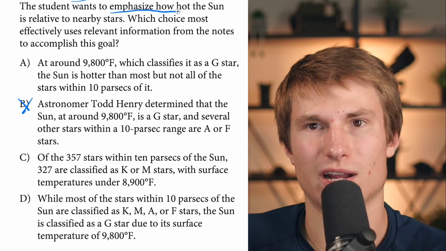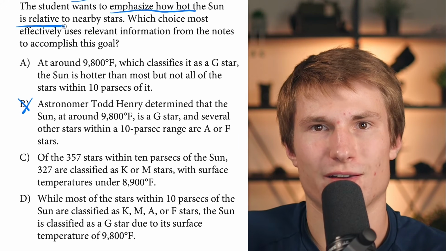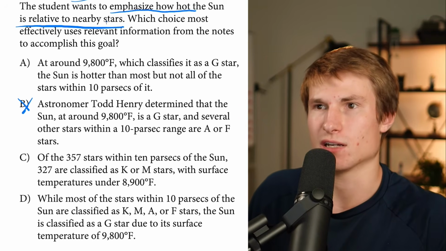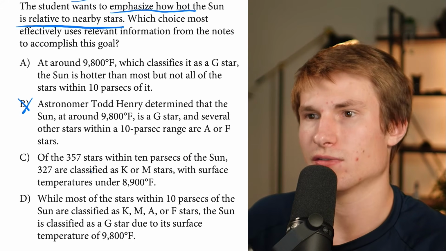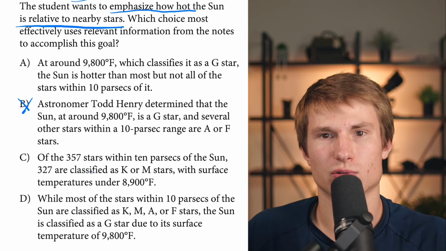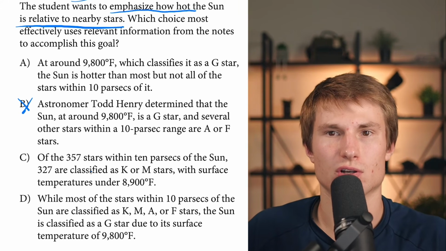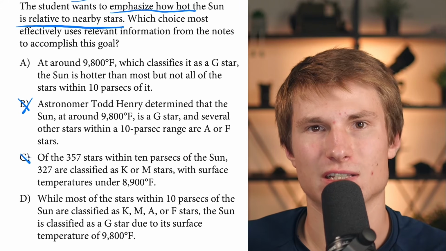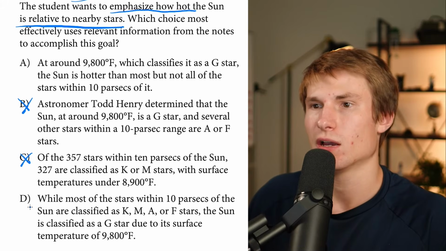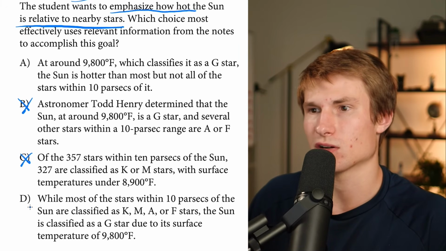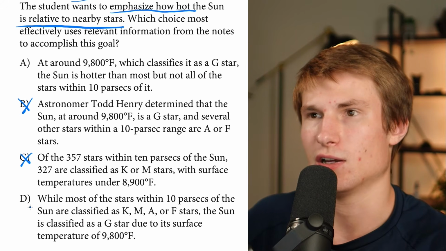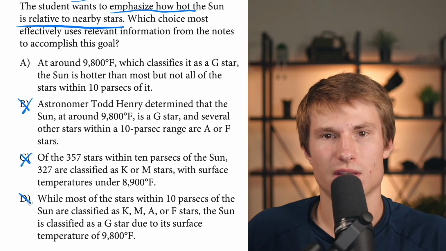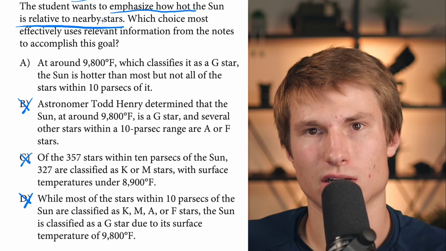Once again, I will point out that you should always pay attention to that first part of your prompt when you have a notes question, the part I just underlined. And then we've got C: of the 357 stars within 10 parsecs of the sun, 327 are classified as K or M, with surface temperatures under 3,800. Once again, that's not emphasizing how hot the sun is relative to nearby stars. D: while most of the stars within 10 parsecs of the sun are classified as K, M, A, or F, the sun is classified as a G star due to its surface temperature of 9,800 degrees Fahrenheit. Once again, that's not emphasizing how hot the sun is relative to nearby stars.